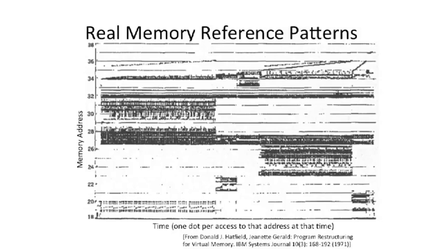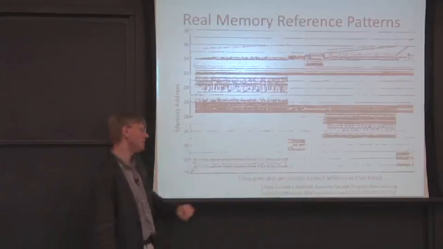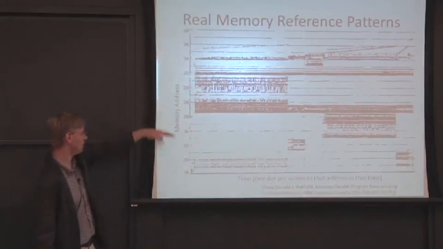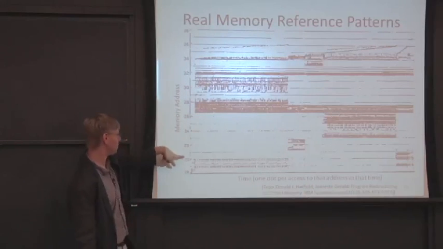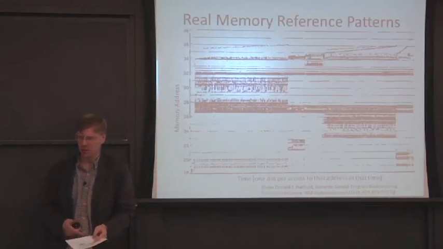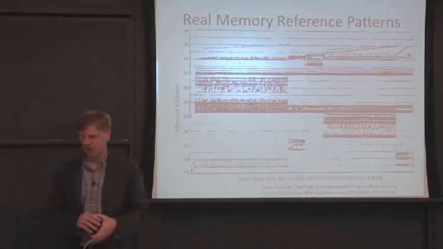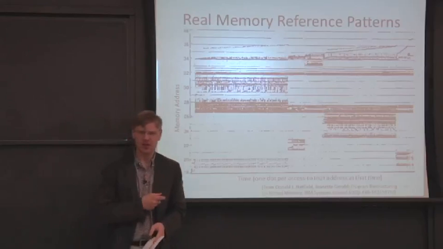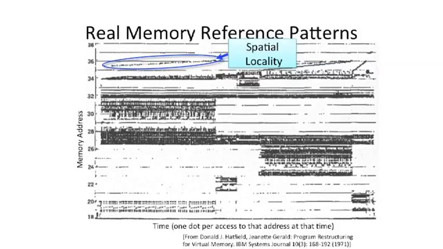OK, so let's look finally at a real memory reference pattern, or real memory reference trace. And this has the same axes as what we saw before. We have time, and there's one dot per access. And then we have memory addresses. I don't know what the unit on the vertical is. It's probably in thousands or millions or something like that. And this is from a study that some people at IBM did many years ago. But we're going to look at this and see different patterns show up here. So the first thing I want to circle here is spatial locality.